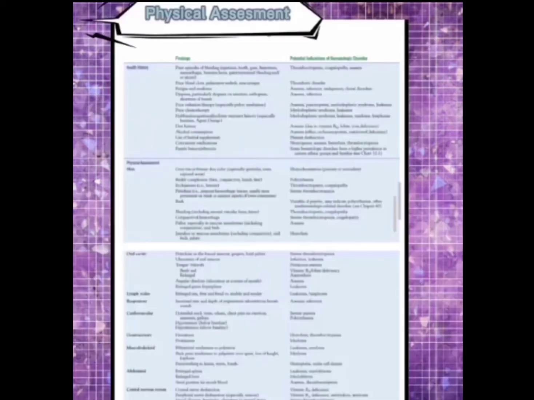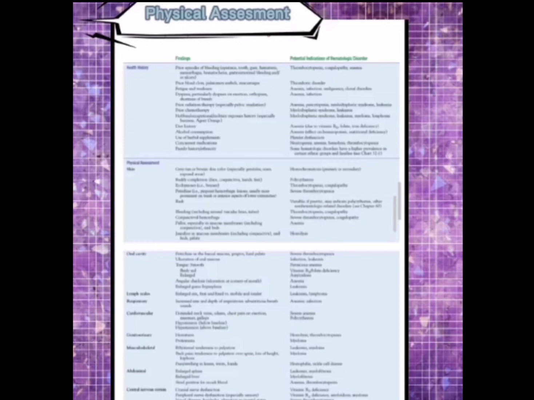Next is the physical assessment. For the physical assessment, the skin may be gray, tan, bronze, or patchy in color. And there are some potential indications for the hematologic disorder. For oral, ulcerations of the oral mucosa, angular stomatitis, enlarged gums. For lymph nodes, enlarged size. Respiratory, increased rate and depth. Cardiovascular, distended neck veins, hypotension and hypertension. Genitourinary, hematuria and proteinuria. Musculoskeletal, back pain and swelling.